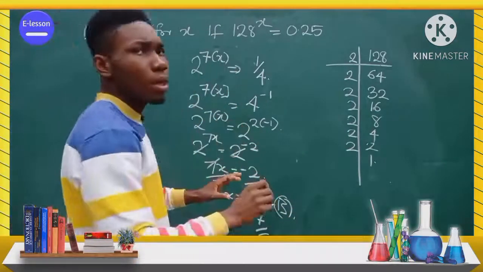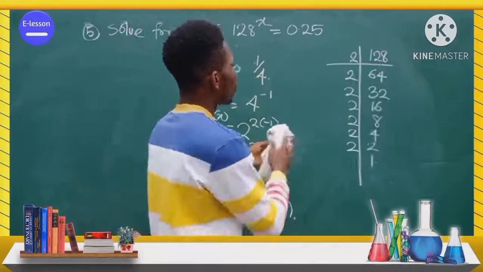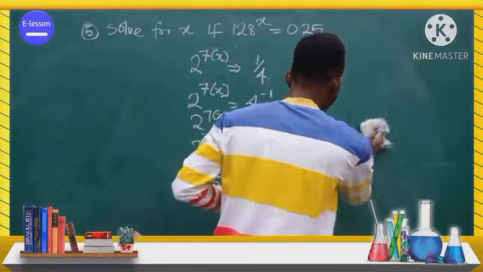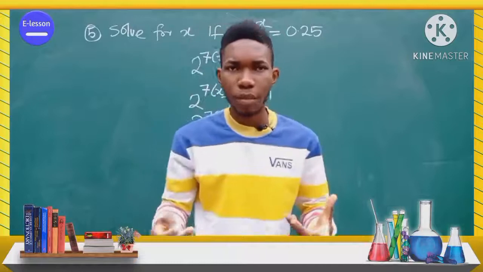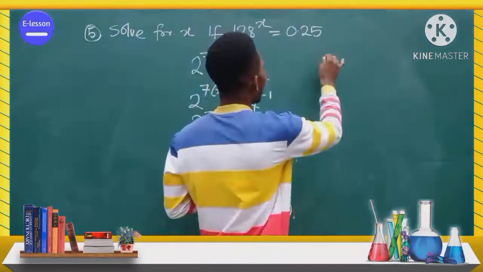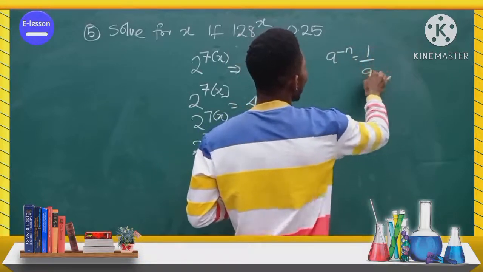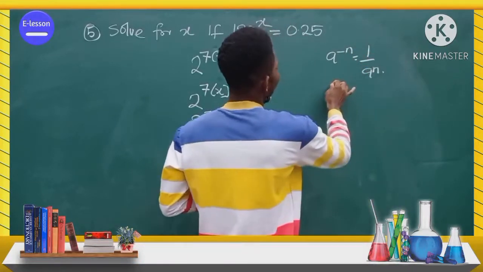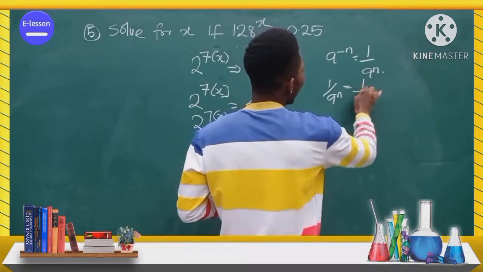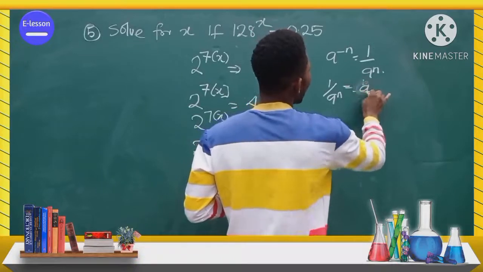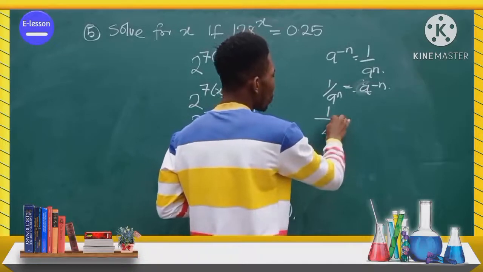Some of you may be confused about what we did here, which is this 1 over 4. It's very easy. From the law of indices, in case some of you have forgotten because you learned this in SS1, you were told that a raised to the power of minus n is the same as 1 over a raised to the power of n. So now 1 over a raised to the power of n is the same as a raised to the power of minus n. So 1 over 4 raised to the power of 1.